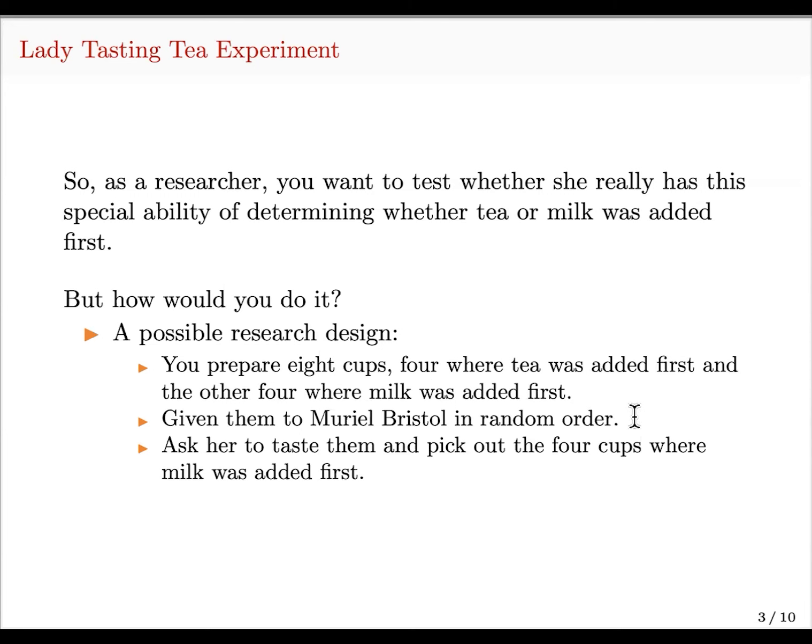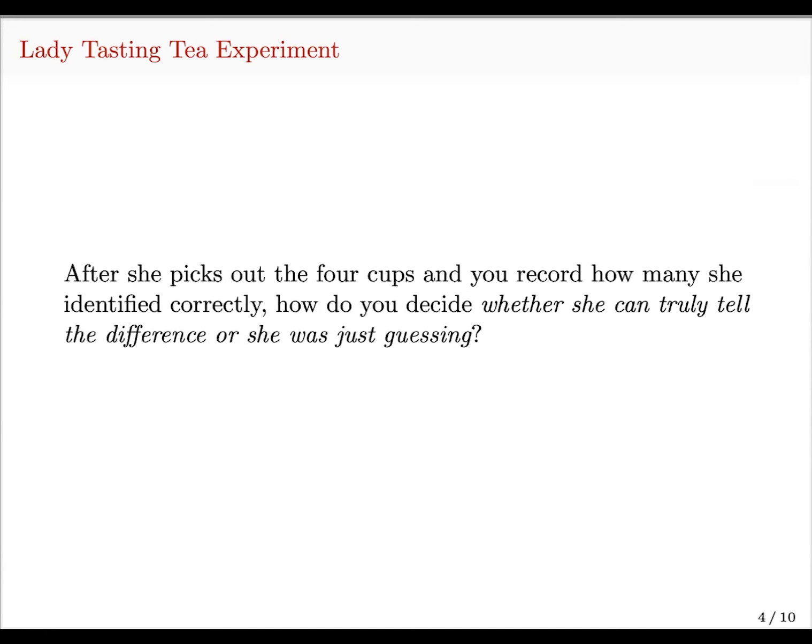And then you give them to Muriel Bristow in random order and ask her to taste them and pick out the 4 cups where the milk was added first. And that is basically what she did. She picked out the 4 cups and you record how many she identified correctly. Basically, you did experiments and you record the data.